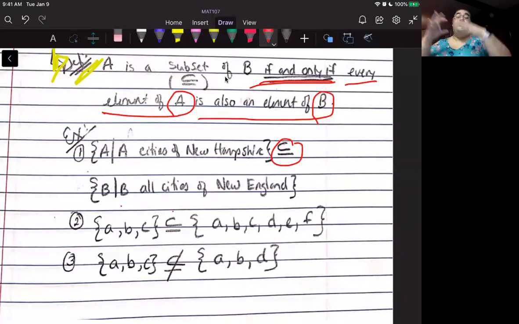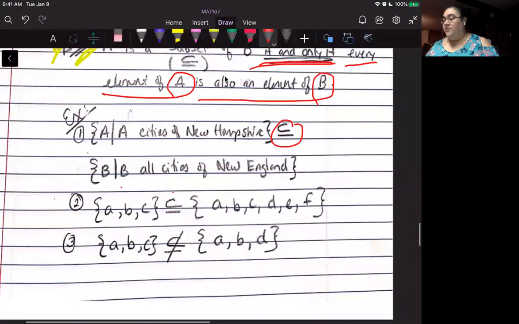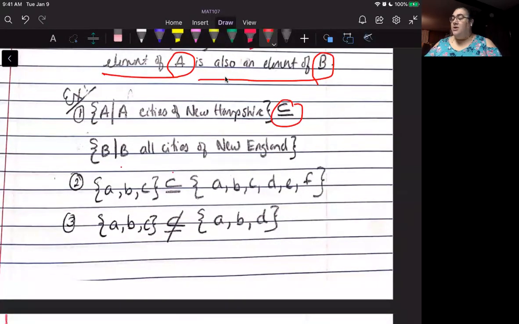Even though the cities of New England are made up of more than just the cities of New Hampshire, it includes the cities of all the other New England states. So here's another way to look at it that makes it a little visually easier to see. We have here set A, which includes a, b, and c. And we're saying that it is a subset of set B because set B includes a, b, and c, but it also has all these extra guys.